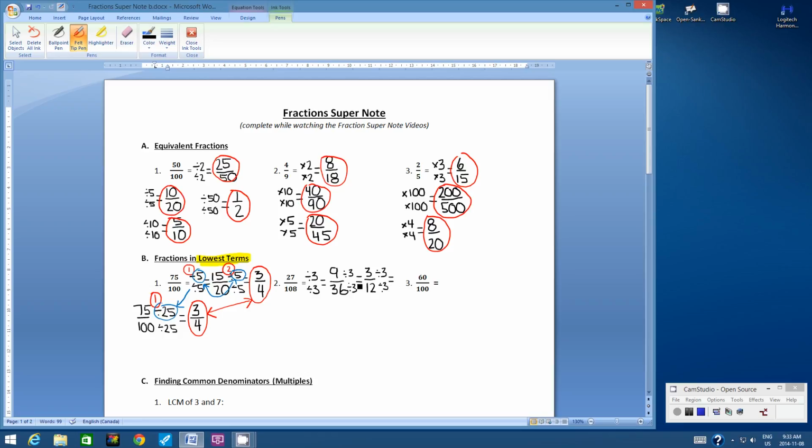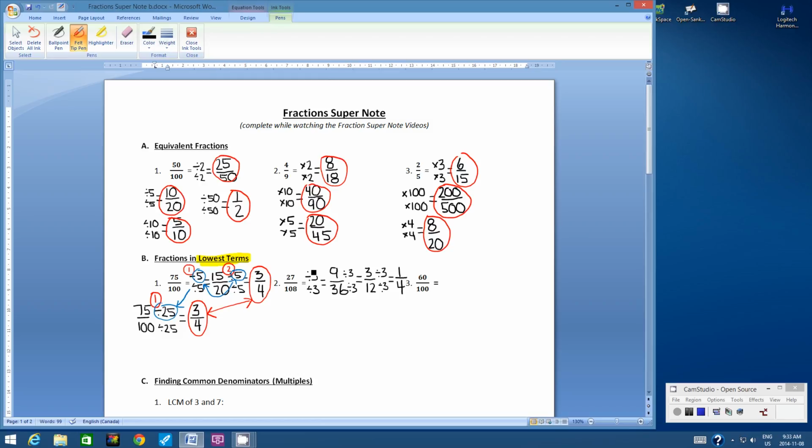So let's work this out. 3 divided by 3 is 1. 12 divided by 3 is 4. Now, can this fraction be reduced any further? No. As soon as you get a numerator of 1, you can't go any further.